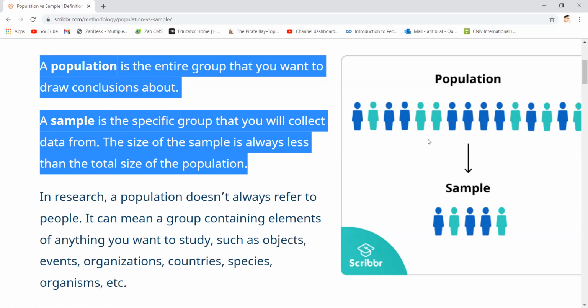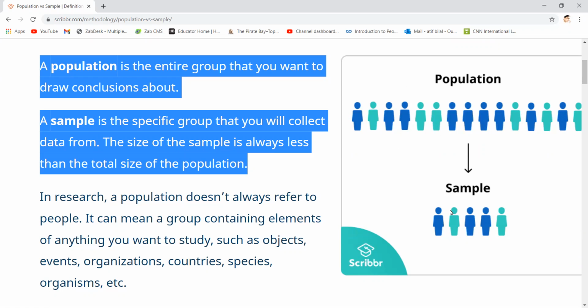For example, if you can see on the right side, in the population, there are many people who are involved. You are entrusted to conduct your research on these people. This is your population. And out of these people, you're not going to collect data from everybody, but you're only going to collect data from a few people, but from the same population.